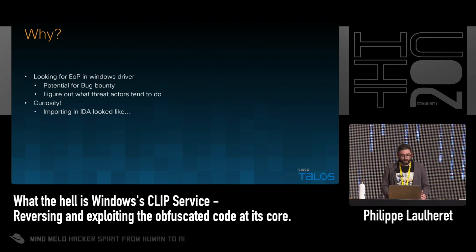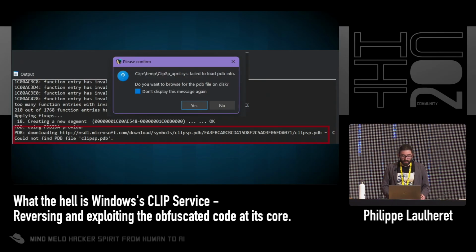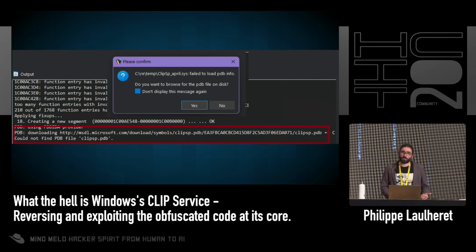And from a curiosity standpoint, I was looking at a bunch of drivers to pick my next target, and I imported clipsp in IDA, and it looks like that. So usually when you look at Windows drivers, you're going to have symbols and stuff, but in that case, no symbols. It's like, what are they trying to hide? So it's getting my curiosity startled.